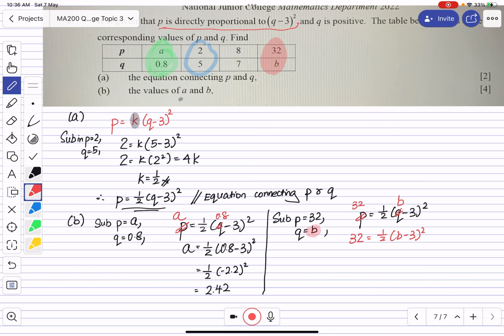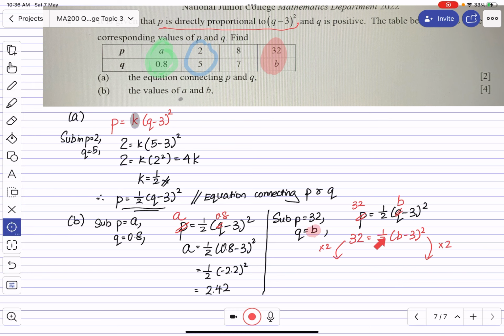Now I want to make B the subject. First, let me get rid of the coefficients that are not helping me. Multiply by 2 on both sides. Why do I do that? I want to get rid of the half. That gives me 64 equals (B minus 3) squared.